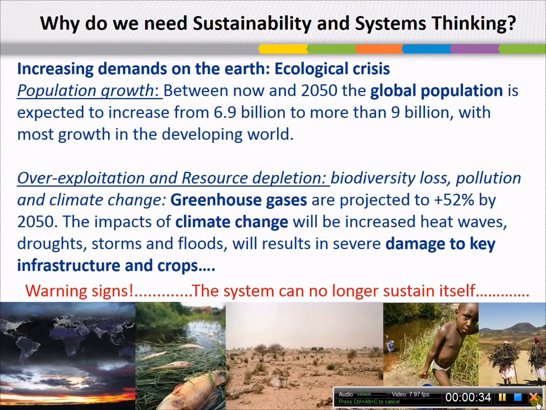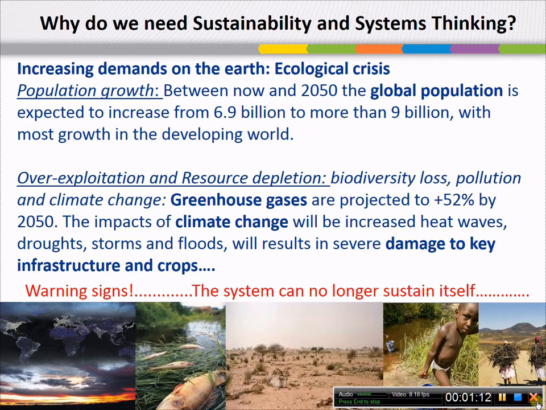Well, there are increasing demands on the Earth, and we are currently facing what's known as an ecological crisis. The population between now and 2050 is expected to increase from 6.9 billion to more than 9 billion, with most of this growth occurring in the developing world. As a result of this population growth, there's a pressure on the natural resource base and the resultant overexploitation and resource depletion. This incurs biodiversity loss, pollution and climate change.